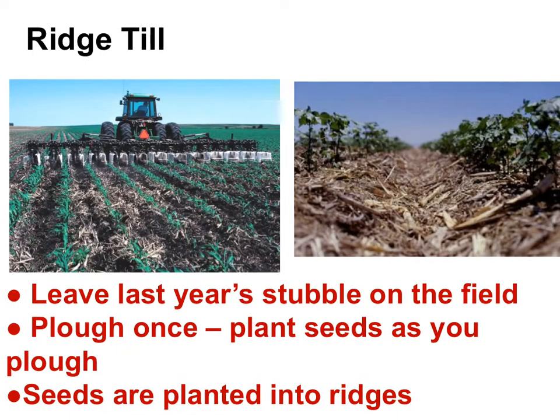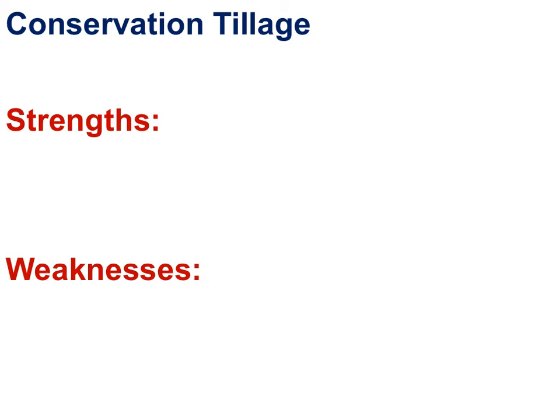Ridge till is a similar technique that involves pushing the soil into ridges that serve to receive the seed as the field is plowed. Ridge till, like any conservation till technique, involves plowing less and leaving parts of last year's crop on the field. Conservation tillage. Erosion is reduced because the land is less disturbed, less exposed to wind. Can you evaluate conservation tillage? Get ready to take some notes.